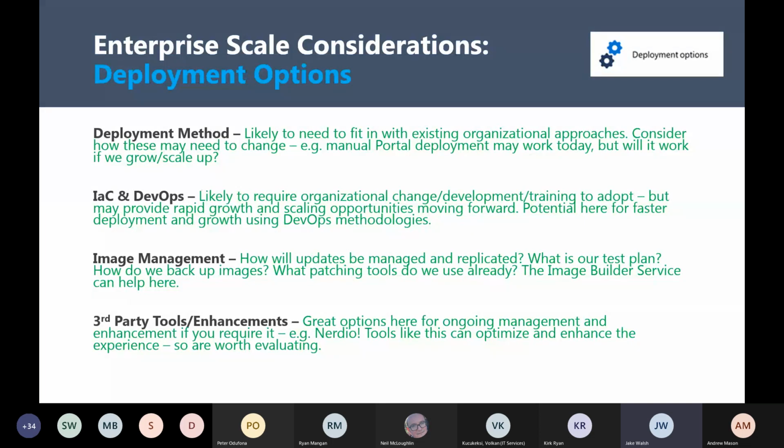What's our test plan? How do we back those images up? How do we make sure that our existing patching tools will work with that? We've got options like the Image Builder service. If you're familiar with Packer as well, you'll take to that quickly. But it's just important to consider how that will work moving forward.